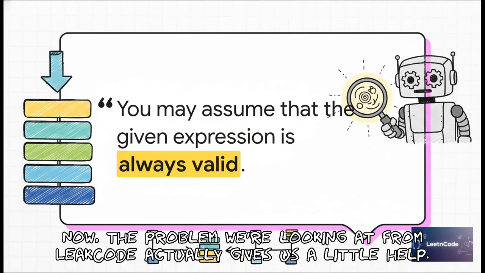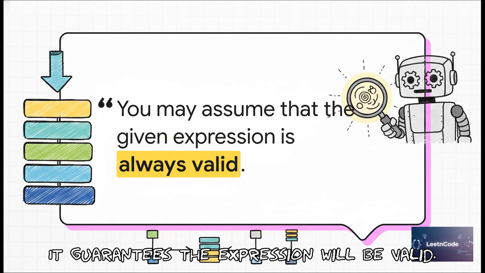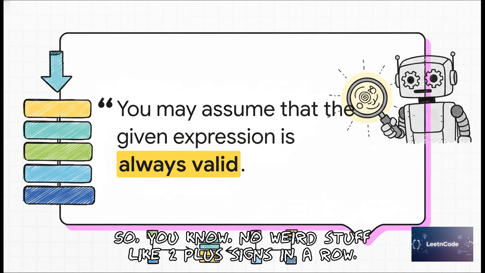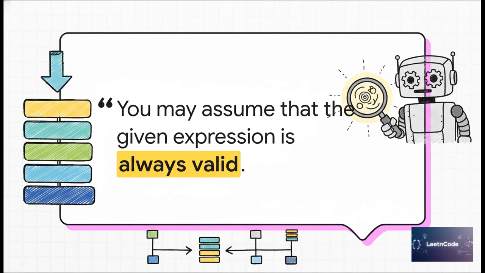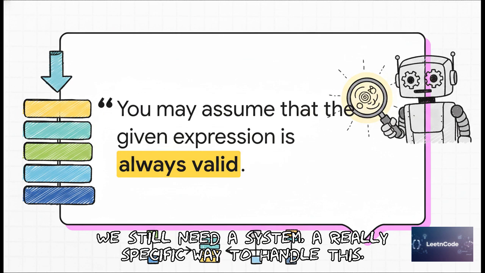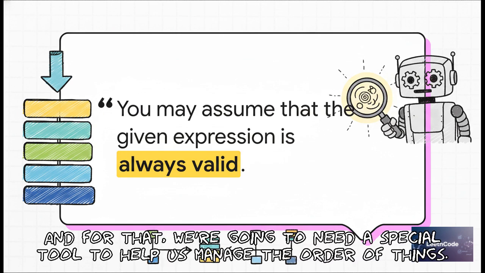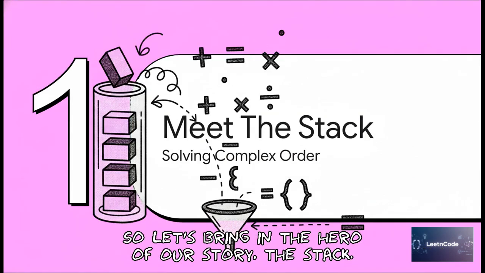Now, the problem we're looking at from LeetCode actually gives us a little help. It guarantees the expression will be valid. So, no weird stuff like 2 plus signs in a row. But honestly, that's not enough. We still need a system, a really specific way to handle this. And for that, we're going to need a special tool to help us manage the order of things. So let's bring in the hero of our story, the stack.